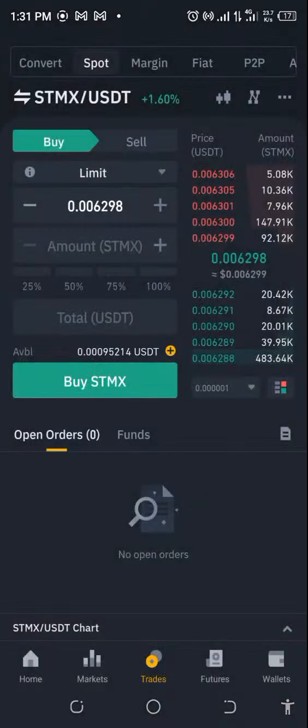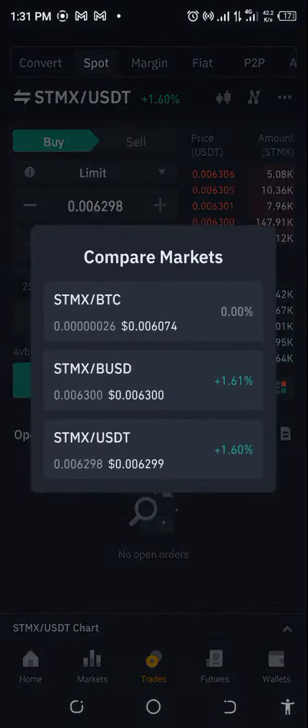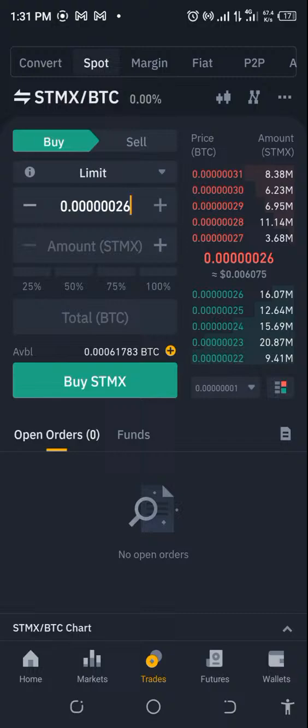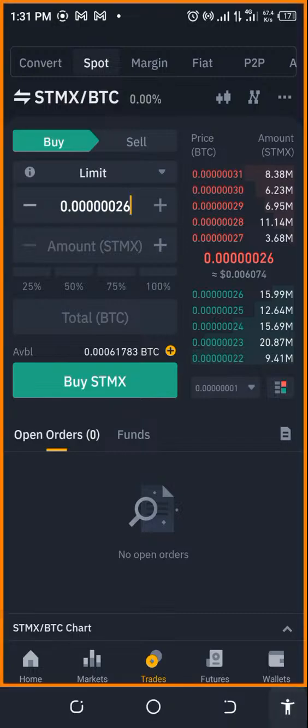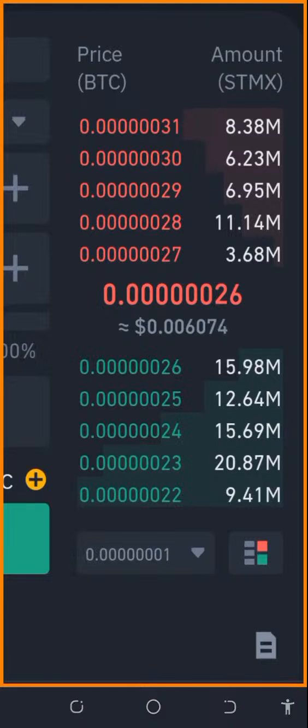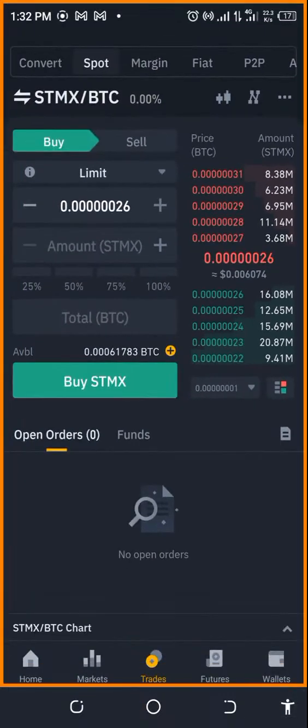So let's go ahead and see what we will do. This is, like I said, an experiment. It might work, it might not work. Okay, so let's get cracking. I'm going to go straight to using STMX BTC. And before I do anything, let's take a look at this market price. The market price is 0.000026.